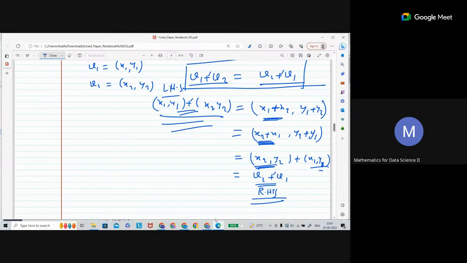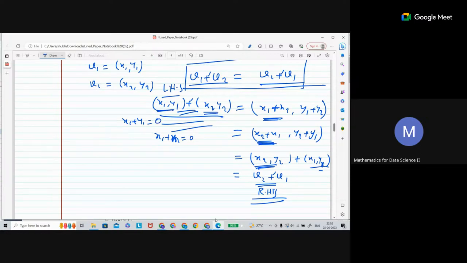Okay? This is not saying X1 plus X2 is equal to 0. We don't have this condition. We have x1 plus y1 is equal to 0. This coordinate gives 0. This coordinate gives 0. This will not give the 0.